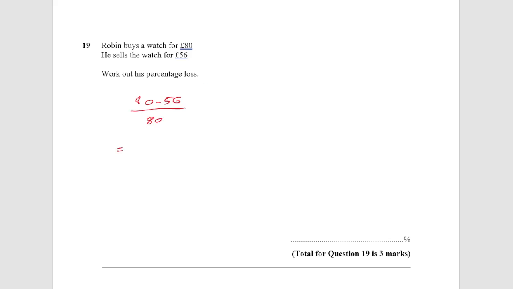So 80 minus 56 is going to be 24 out of 80, and then technically we need to times this by 100 to get it as a percentage. So that makes it much easier for us to do. We can cancel the 0, and then we can say 24 divided by 8 is 3, so it's 30% loss. So percentage loss, it already says loss there, is 30%.